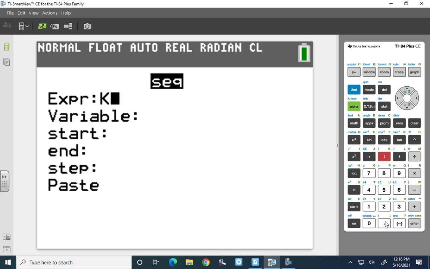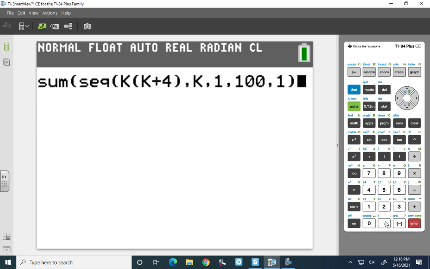So my expression is just going to be k times alpha k plus 4. Again, I need an explicit formula to generate the terms of my sequence. Now my variable, of course, is k here. I'm starting out at 1, and I'm trying to find the 100th partial sum, so I'm summing up the first 100 terms. And my step, I'm incrementing k by 1. I'll paste that into my home screen there.